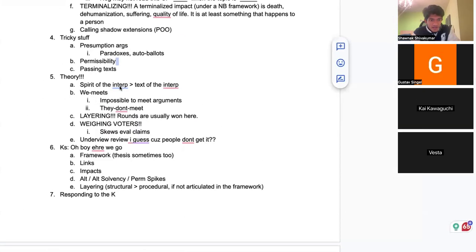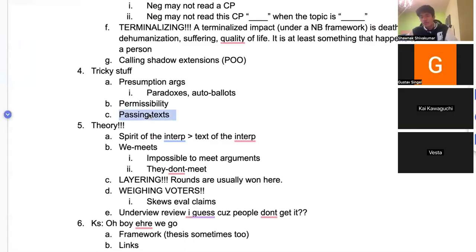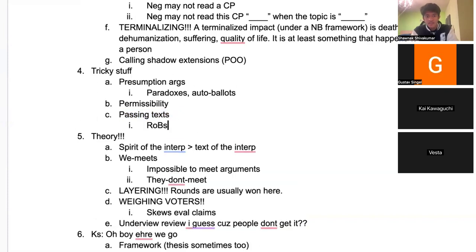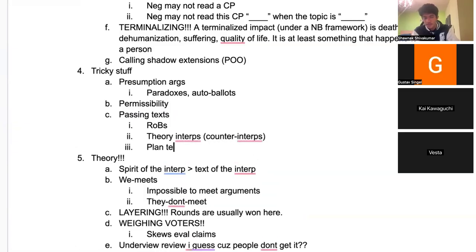What can I cover that's like simple? Okay, passing texts. Whenever you write a theory shell, you write a roll the ballot. So the texts you pass are roll the ballots, theory interps, so counter interps included, and plan text. These are the things that you're passing. Is there anything else you pass? I don't think so. Kai, anything else that you pass?